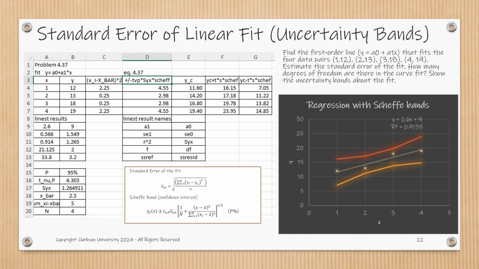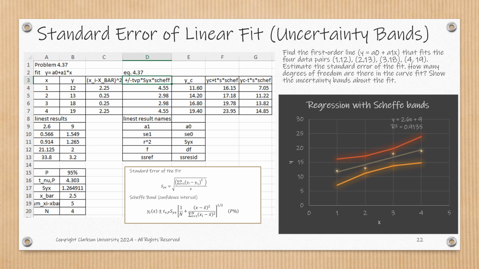The slope is 2.6 and the intercept is 9. We're using the LINEST function to compute that, and R-squared is 0.91. We also get an F statistic and a degree of freedom calculated, which happens to be the number of samples, 4, minus the number of parameters, 2, so the degrees of freedom is 2. We need the Student's t, and so we can look that up from a Student's t table. We choose 95% because we don't have any other indication of what confidence we should use.